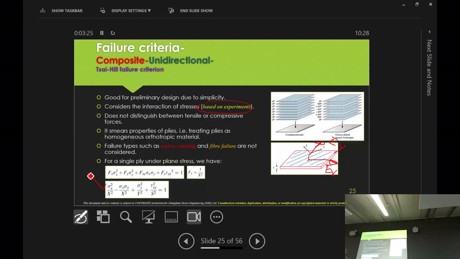As you can see, there is no distinguishing between whether the loading is in tension or in compression. There is no distinguishing between whether it is a fiber fracture, a matrix fracture, or delamination. At the beginning of the lecture, we saw all those failure criteria: delamination, debonding, matrix fracture, longitudinal transfers of matrix, those 5 criteria. You remember that? It doesn't see any of that.